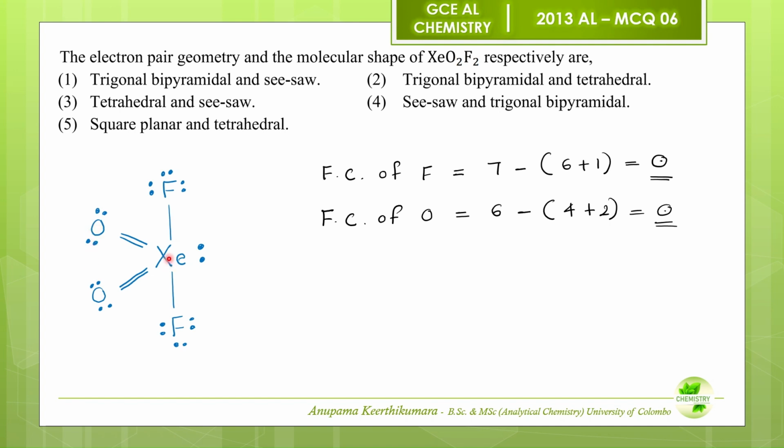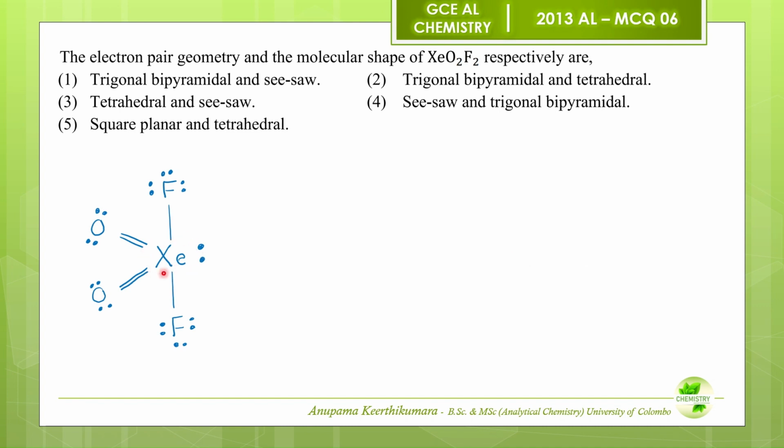Finally, we will calculate the formal charge of xenon. Formal charge of xenon equals number of valence electrons 8 minus number of electrons in lone pairs, that is 2, plus number of bond pairs, it's 6. Therefore, the formal charge of xenon is 0. This is the Lewis structure of XeO2F2.